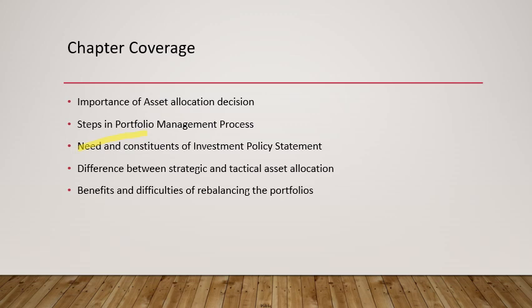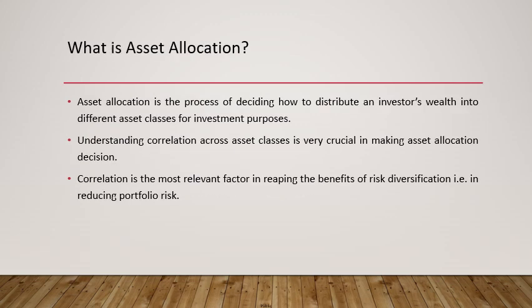So let me start with the first point, and that's about asset allocation, right? Now, asset allocation is the most important thing in an investment process or in a portfolio management process. It is often very underrated, but let me tell you that if you are not able to allocate assets properly, then the portfolio will not bring the desired result, right? So asset allocation, in simple or layman's words, is the process of deciding how to distribute an investor's wealth into different asset classes for investment purposes.